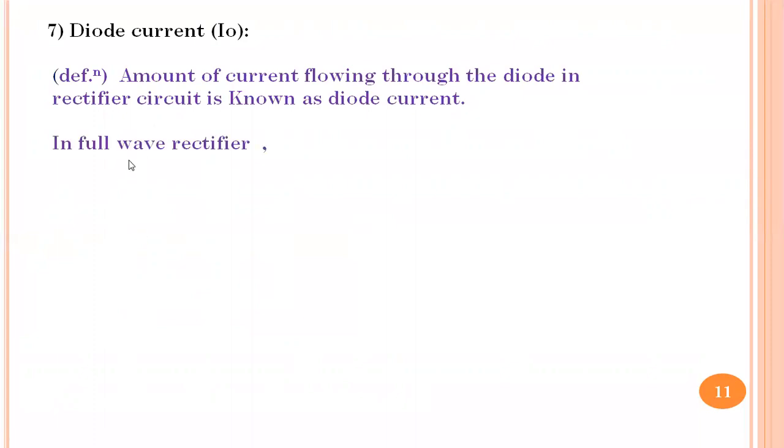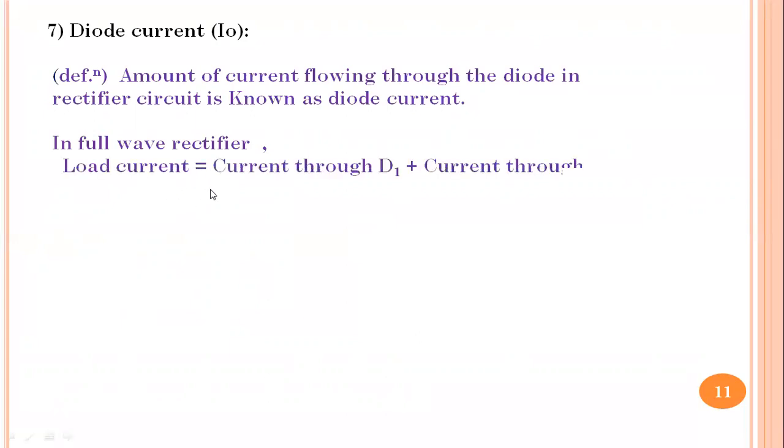So in case of a full wave rectifier, as I said, the load current is the summation of the current through D1 during the positive half cycle plus the current through D2 during the negative half cycle. So the resultant current IL can be IO1 plus IO2. Suffix 1 for D1 and 2 for D2. IO1 means current through diode D1, and IO2 means current through diode D2. The sum of these will be the resultant DC output current or load current.